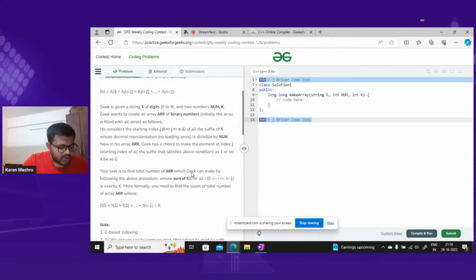Quickly tell me a hint or data structure in the fourth question. We'll just move on to the solution. First, let us understand the question properly, so that if someone has not understood the question properly, they can also get it. Now, how is the array ARR formed?